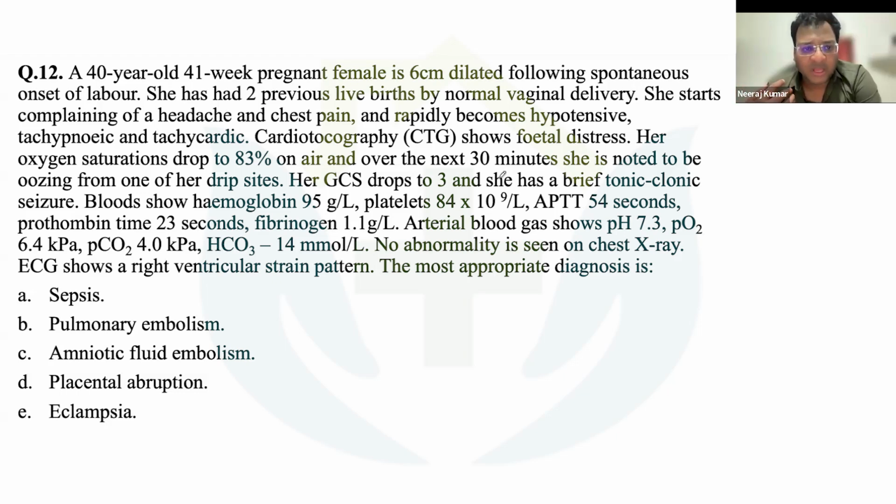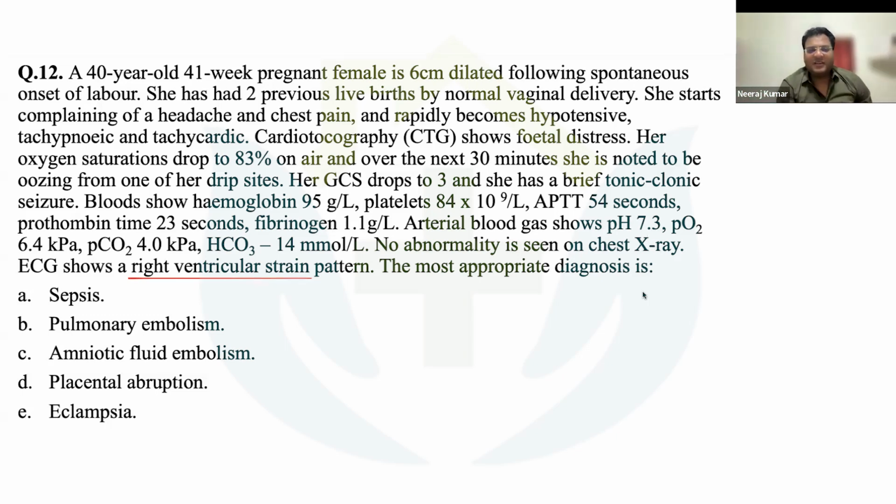Blood shows a hemoglobin of 9.5 grams. Platelets are 84, falling platelets, APTT is 54. Prothrombin is 23. Fibrinogen is 1.1. ABG is 7.3, 64 kPa, 6.4, PCO2 is 4, bicarbonate is 14. No abnormalities, and ECG shows a left ventricular strain pattern. I think it's a straightforward one. We have already discussed these questions.